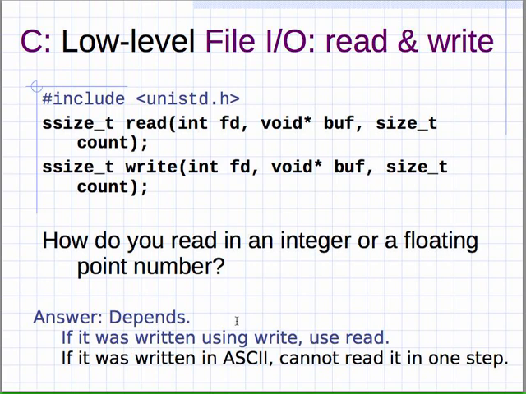If it was written using a low-level write function, yeah, sure, using read will be no problem at all. If it was, however, written in ASCII, that is, it's not written as a low-level binary number, you cannot really read it in one step. You cannot read into a pointer to an int instead of a pointer to a chunk of memory. No, you cannot really do that.